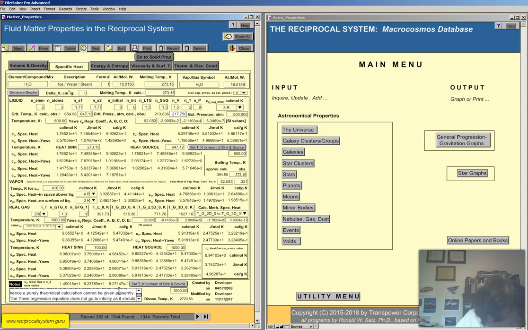The Yaws regression equation does not go to infinity as it should at the freezing point. The reciprocal system viscosity values are considerably higher. We'll get to viscosity in a later presentation.